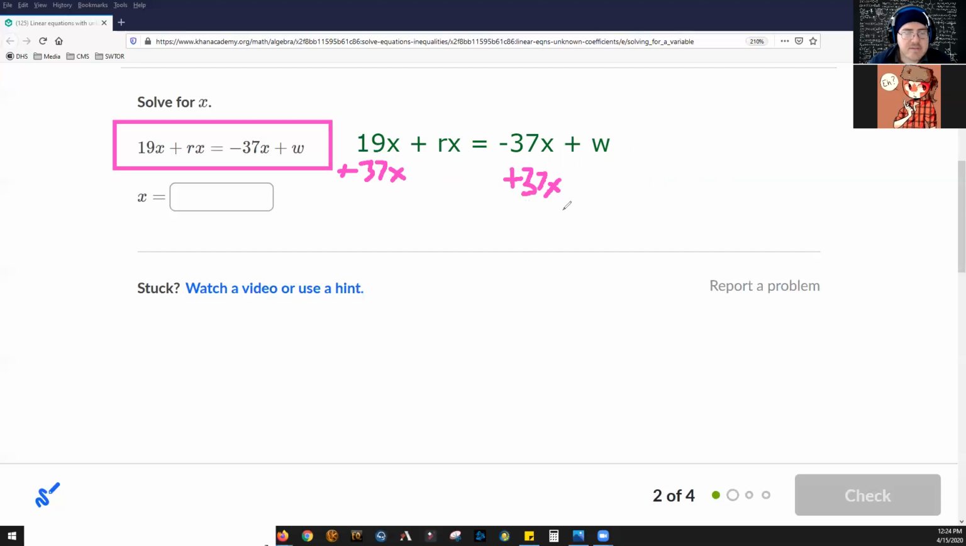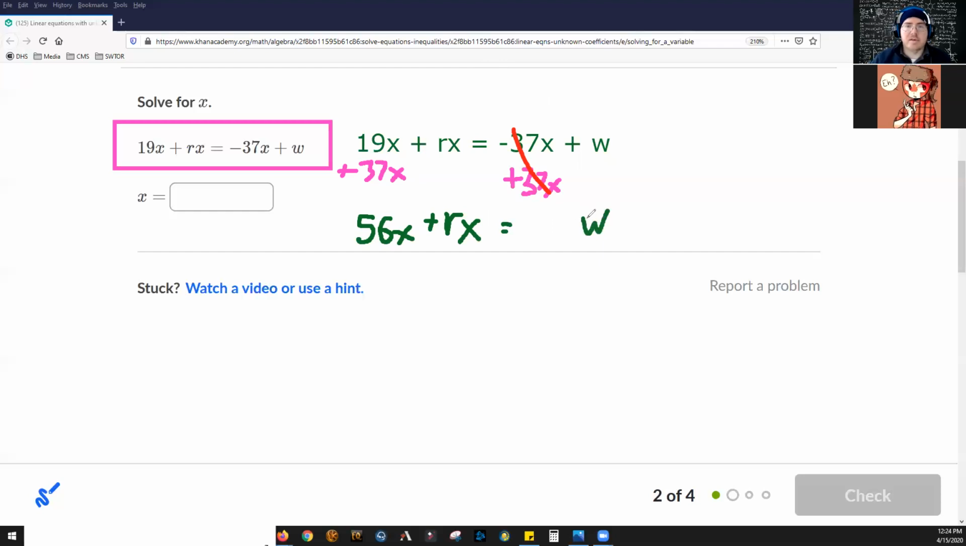So if I add 37x to both sides, 19x plus 37x will be 56x, plus rx. Now, negative 37x plus 37x makes 0. So this is all equal to w.